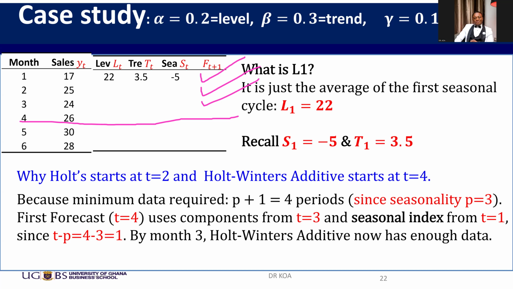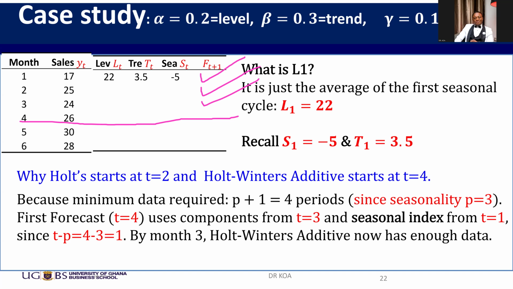Why? Because the first forecast, which is going to be from period 4, will use components from the 3 seasons, the 3 different periods prior to that, plus the seasonal index from period 1. I want to repeat that. If you want to do any forecast, you need the components from the first 3 seasons.